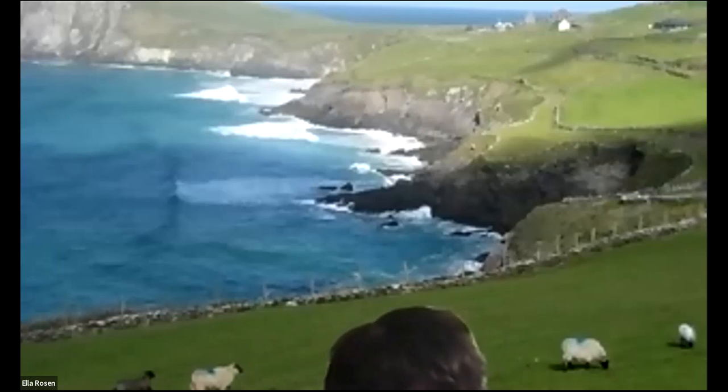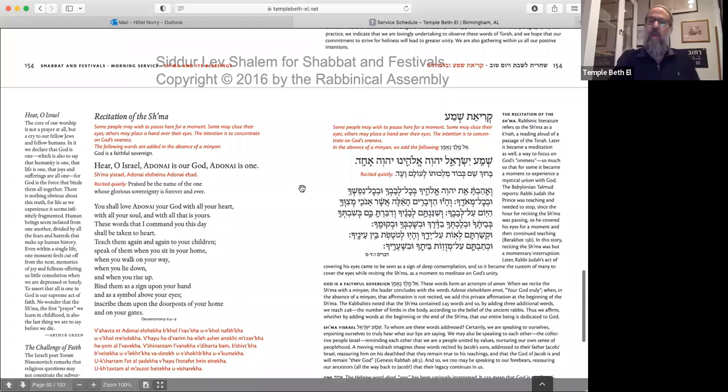Okay, let's go back to the text. I think I took a little detour there. The Shema is, the custom is to say the beginning of the Shema. By the way, we say this every day, twice a day. Weekdays, Yom Tov, holidays, Shabbat, Yom Kippur, doesn't matter. The Shema is a part of every day's liturgy.